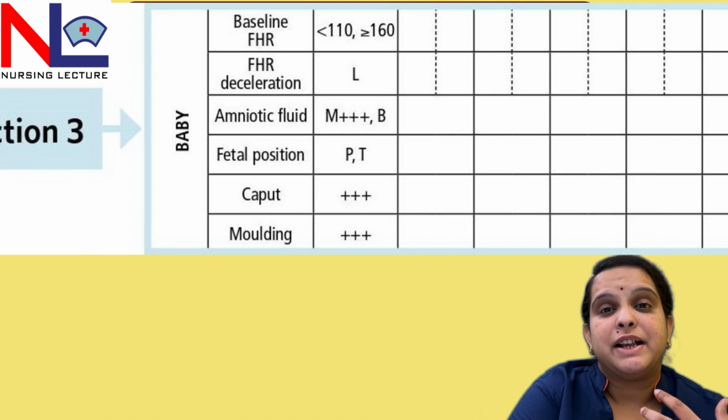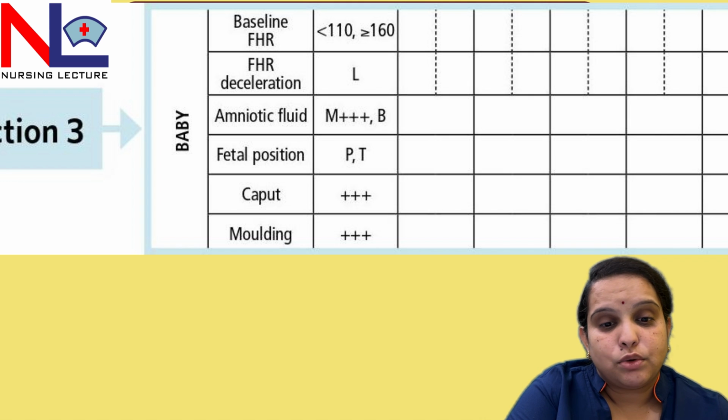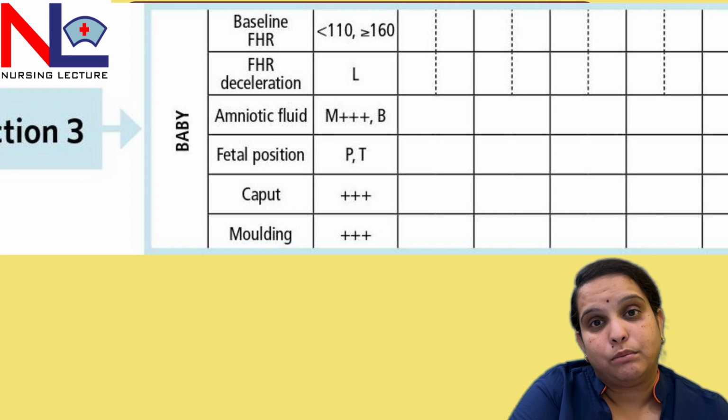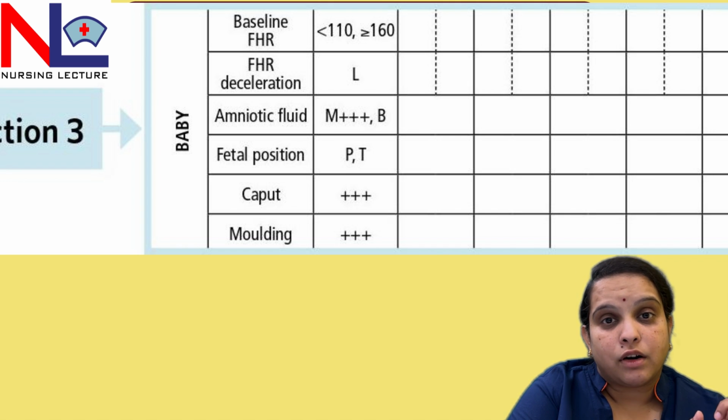So we know that the baseline fetal heart rate ranges from 110 to 160 beats per minute. Here in this alert column, it is mentioned less than 110 beats per minute or more than or equal to 160 beats per minute. It means if the finding goes less than that or more than that, it comes under abnormal finding or on alert.